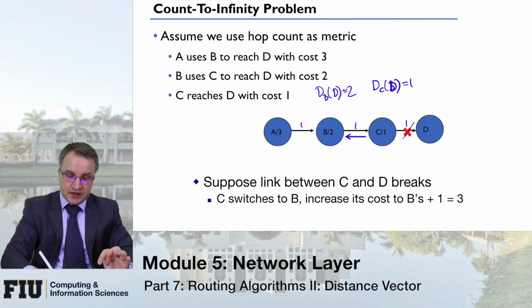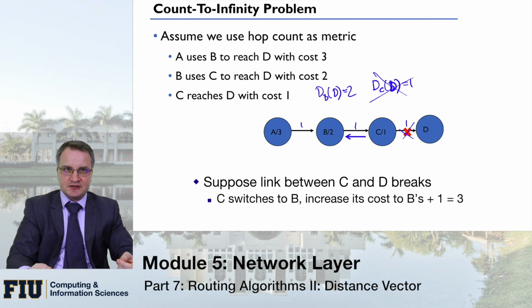So when the link disappears, C may detect this problem and simply remove this information from further advertisements. But what's not going to happen, unless something special is considered, is that B still knows that it can reach D with a cost of 2. It knows this information. If nothing special is performed, it can tell that information to C.